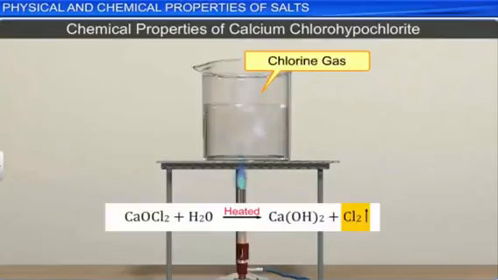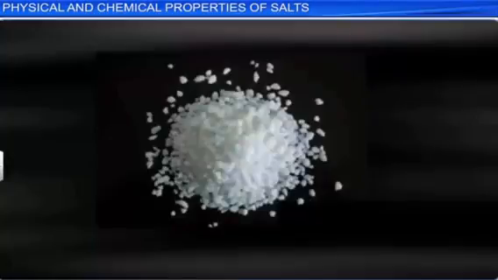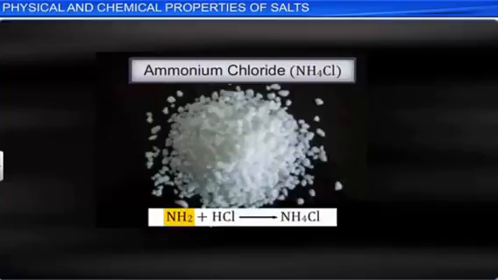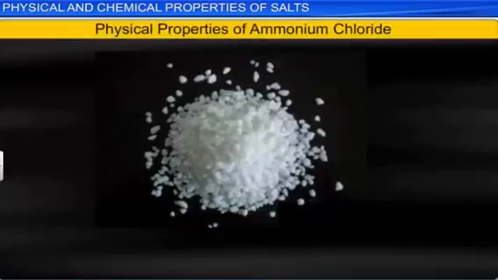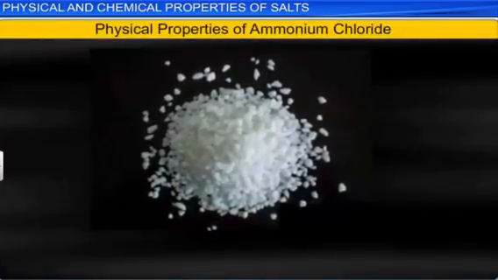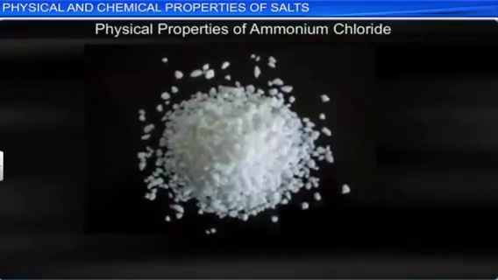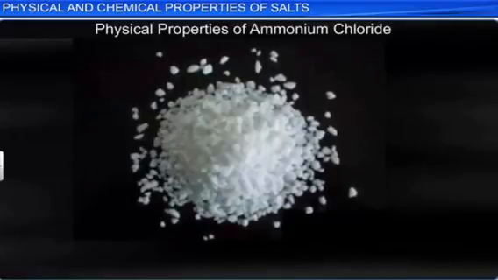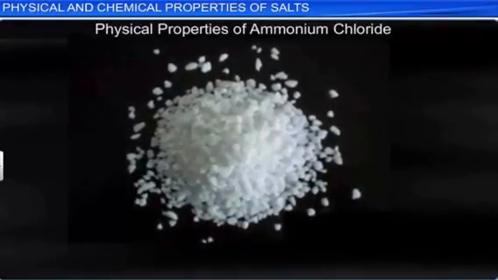Let's now learn more about sal ammoniac or ammonium chloride, also known as Naushadar salt. It is obtained by passing ammonia in hydrochloric acid. It is a white crystalline solid soluble in water. Moreover, it is odorless, brittle, has a salty taste and gives cooling effect on tongue. The chemical properties of ammonium chloride are as follows.